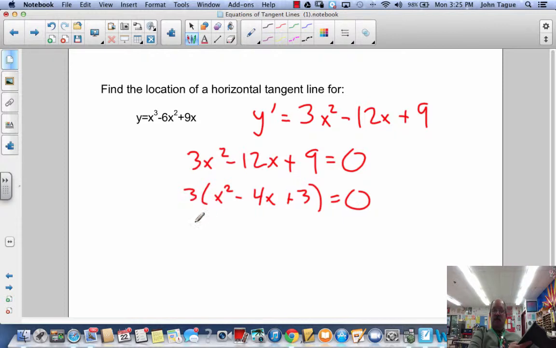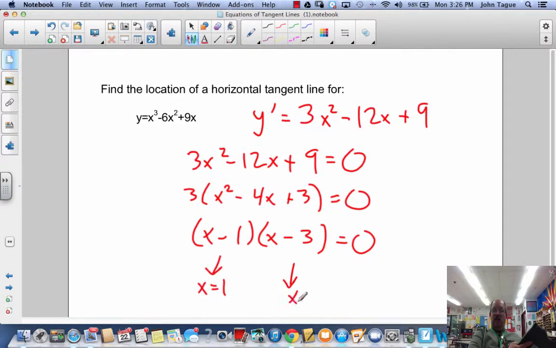Okay, and then, lo and behold, I can factor this. We can all factor this. x minus 1, x minus 3 equals 0. I'm going to neglect the 3 because if I divide 0 by 3, I still get 0. So this gives me a horizontal tangent line when x is equal to 1 and when x is equal to 3. I can find the exact location by plugging back in there, find the x and the y coordinates of them if I wanted to.